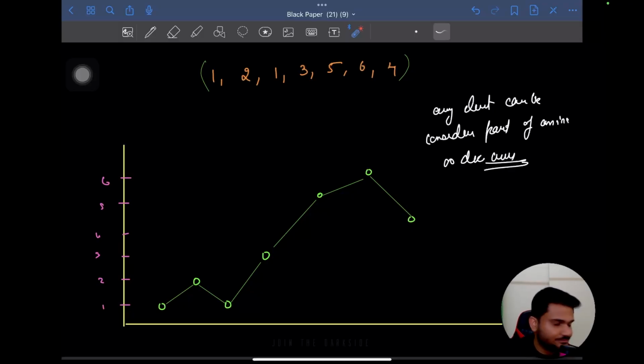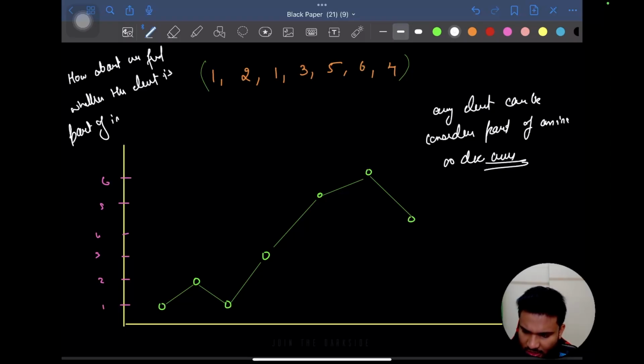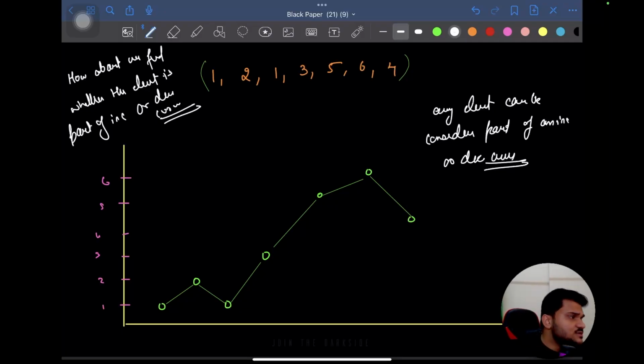How about that? How about we find whether the element is part of an increasing or decreasing curve, right? Let's say you randomly pick an element and then you try to figure out whether the element is part of an increasing sequence or a decreasing sequence, increasing curve or a decreasing curve. Now you might be thinking, sir, how is that going to help?